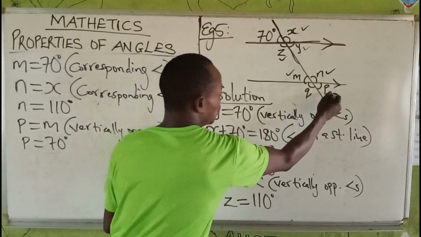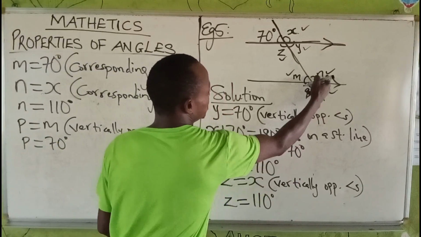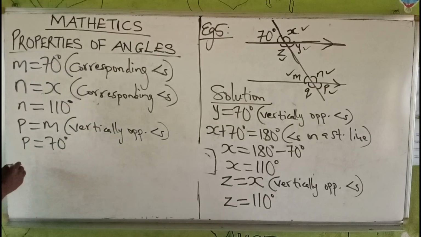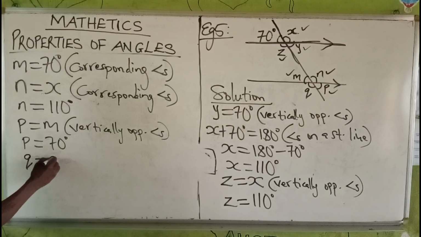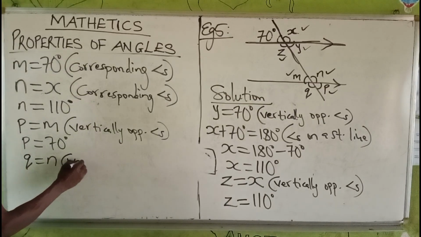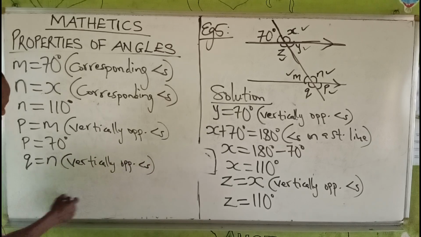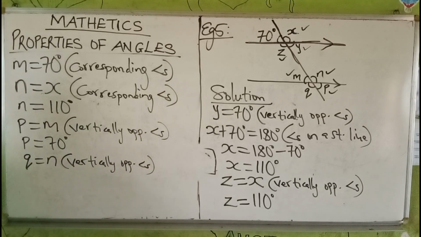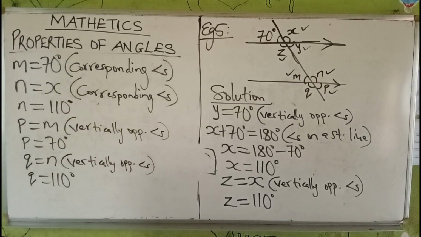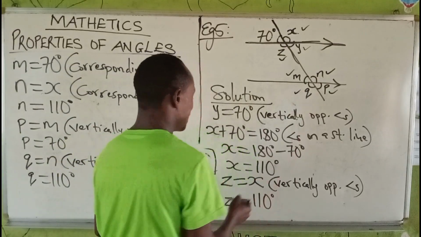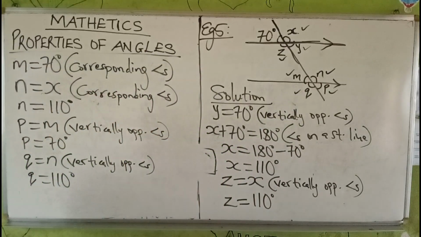And then for angle Q, Q is vertically opposite to N. So we say angle Q is equal to N, and the reason is vertically opposite angles. And N, we have obtained N to be 110. So therefore, Q is equally 110 degrees. With this, we have solved for all the angles.